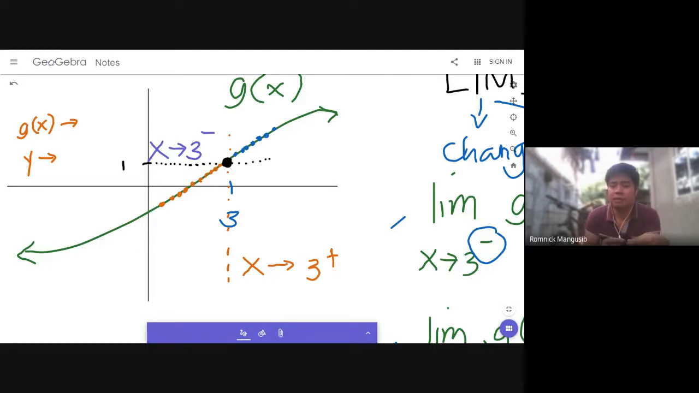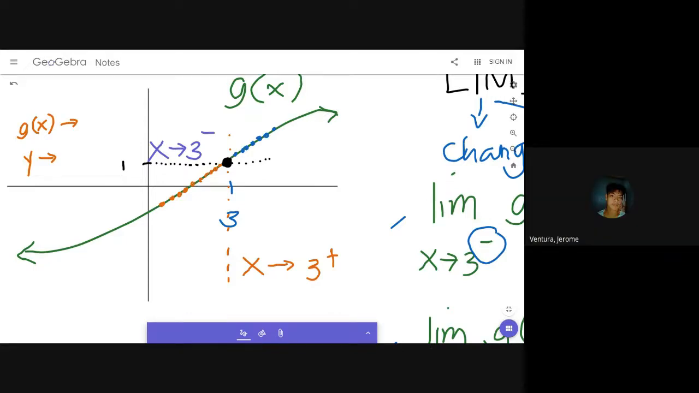What about you, Mark Nazaria? Do you agree with 1 as the value of y that is being approached as x keeps on approaching 3 from the left? Do you agree, Mark? Okay. I think Mark is still... May nagko-comment ba? Or someone is raising hand? Okay. What about you, Jerome Ventura? Do you agree? 1?